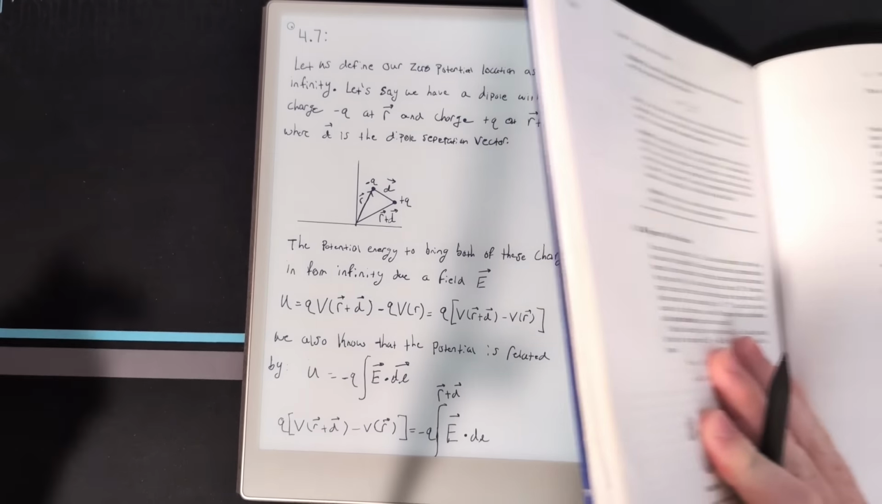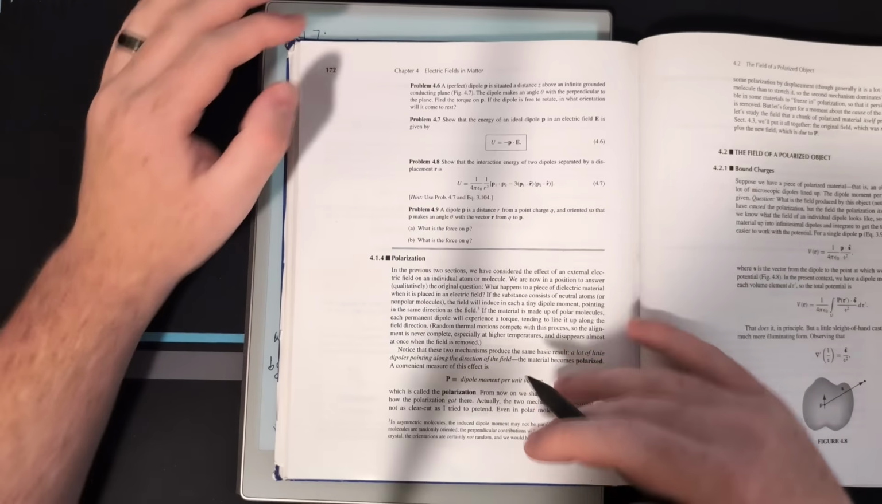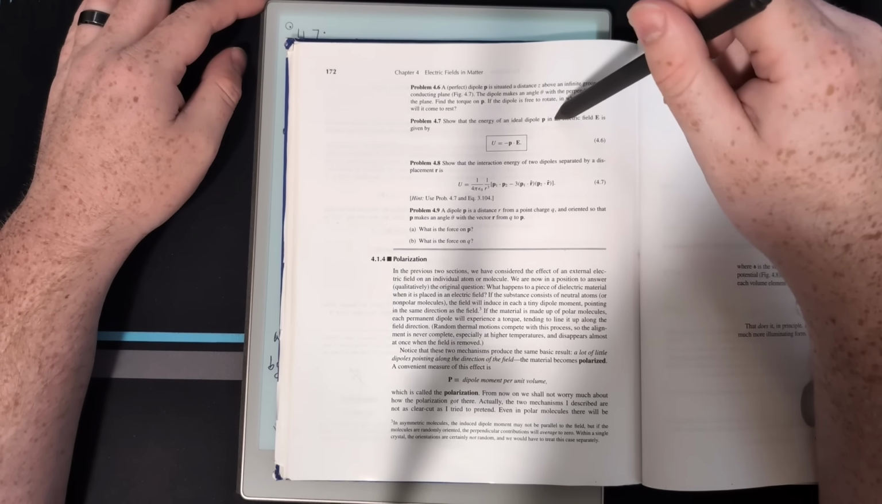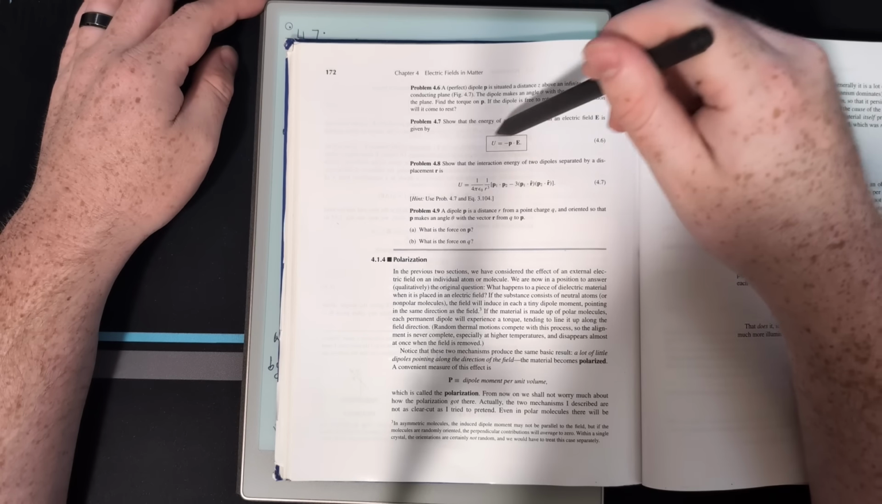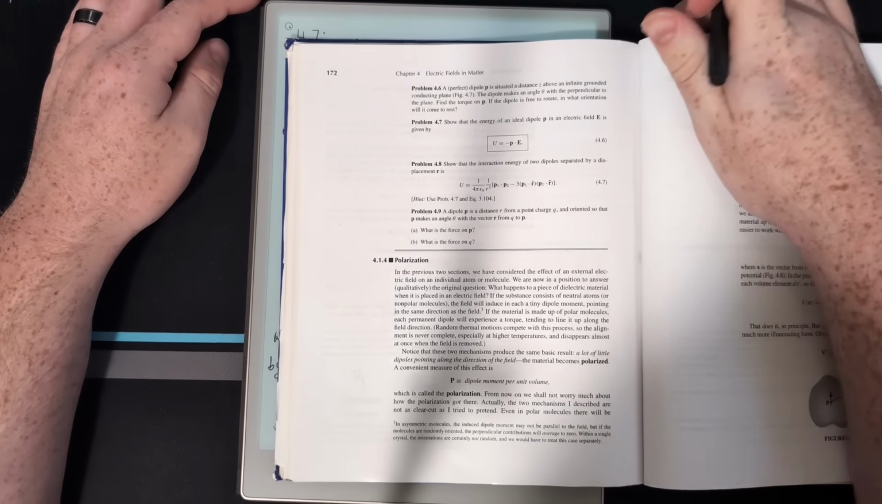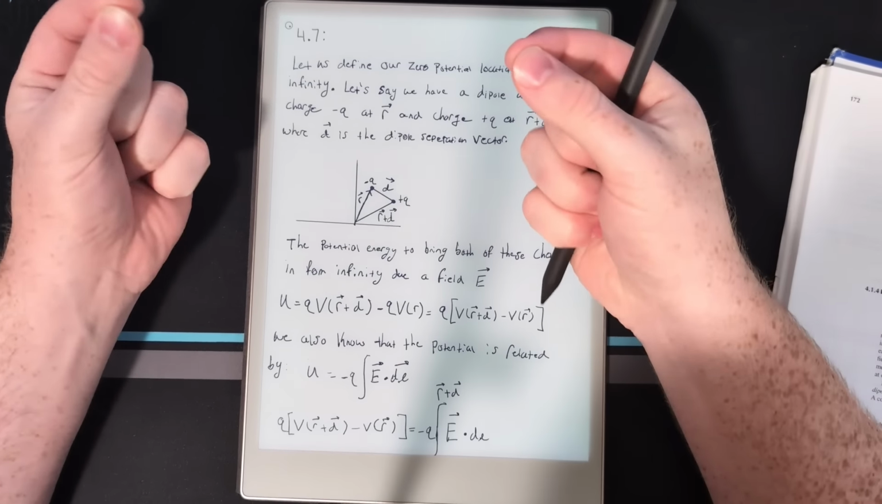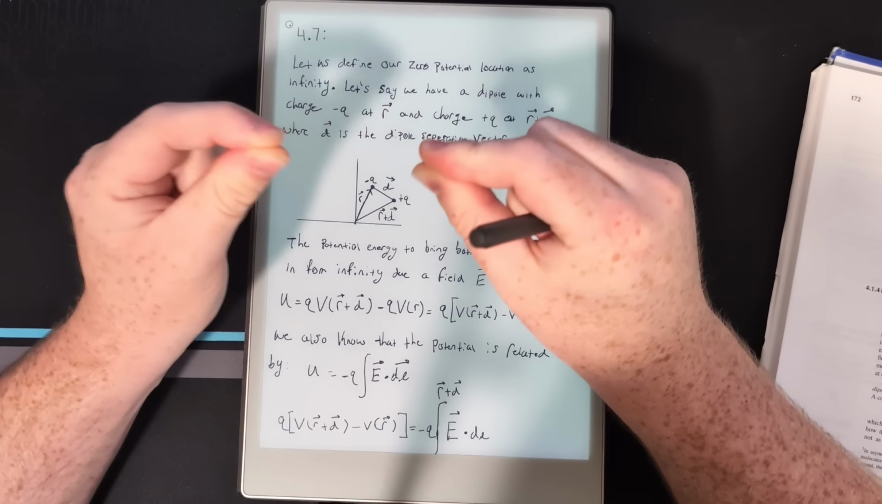But anyways, let's get on with the problem statement. So we are on 4.7, and it's asking us to show that the energy of an ideal dipole P in an electric field E is given by this expression here. So we have to remember, an ideal dipole is just a positive and negative charge separated by some small distance d.